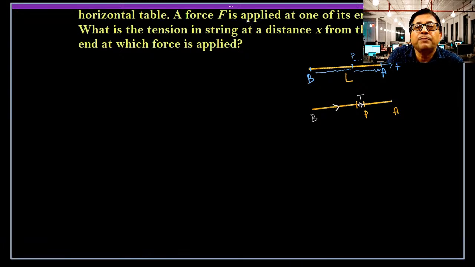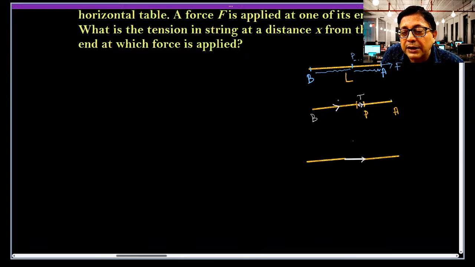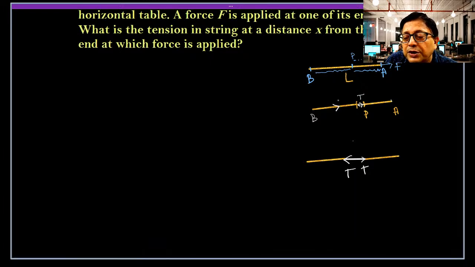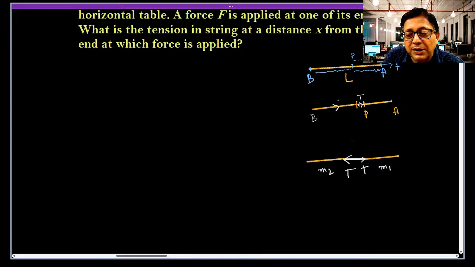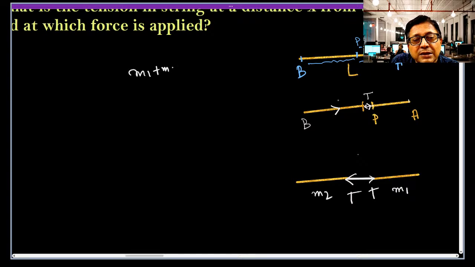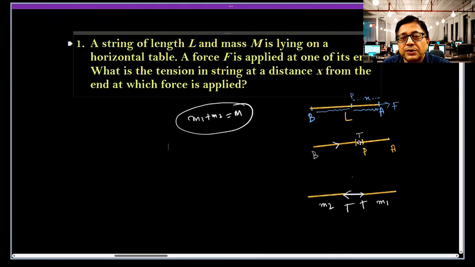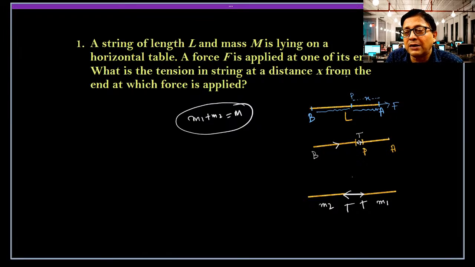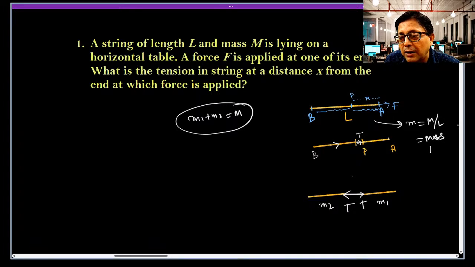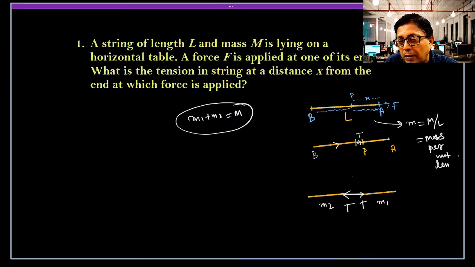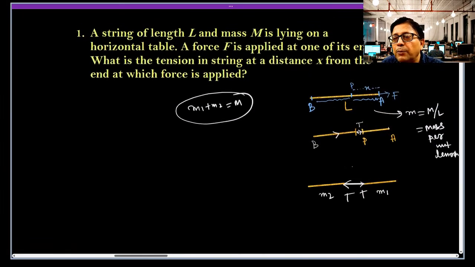So let us write the equations accordingly. The tension you have assumed is T, and the acceleration you assume is a. Here the tension is T, in this direction. The sum of the masses of these two parts is equal to the total mass, isn't it? But how do I account for the total mass? The total mass is given here. So you first find the mass per unit length. Small m equals mass per unit length.